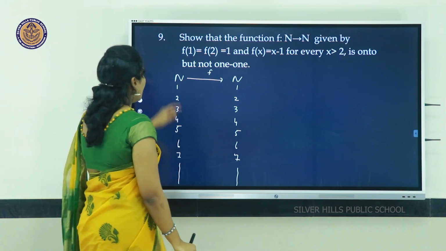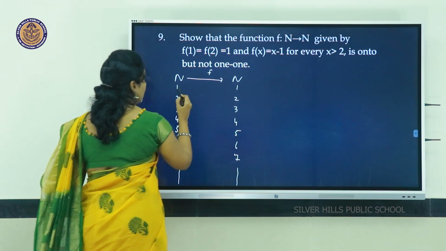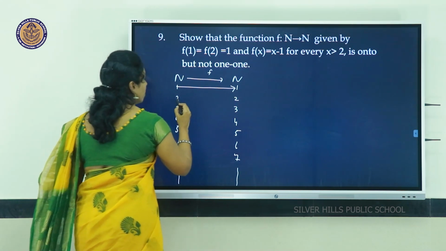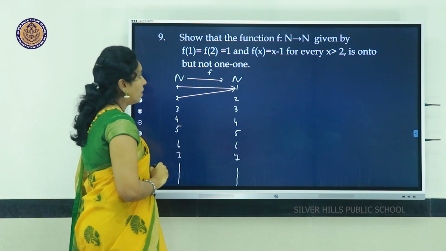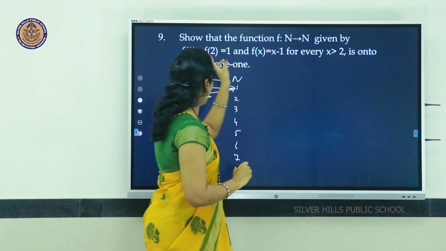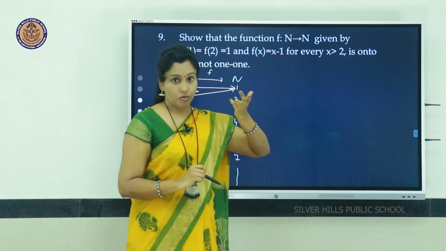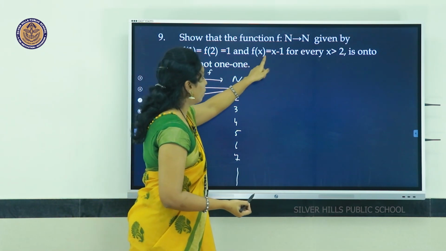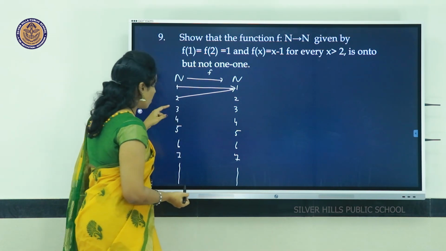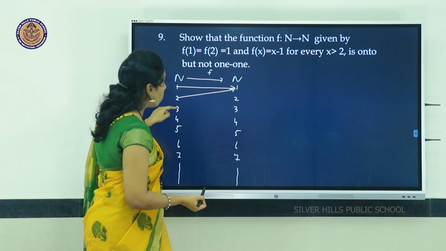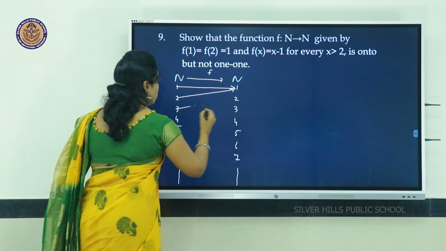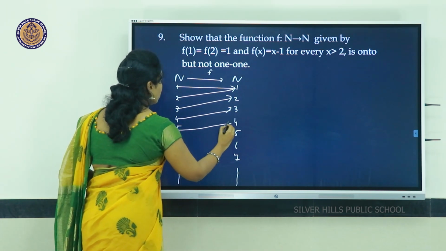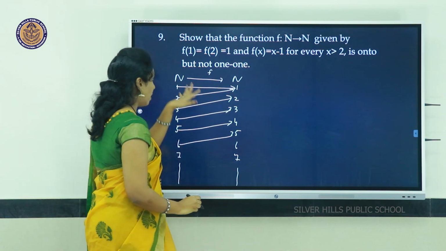Now, f of 1 is 1. What does that mean? 1 goes to 1. f of 2 is 1. 2 goes to 1. And for x greater than 2, for numbers greater than 2, that is from 3 onwards, it is a different thing. f of x is x minus 1. So, that means if I take 3, 3 goes to 3 minus 1, that is 2. 4 goes to 4 minus 1, 3. 5 goes to 4. 6 goes to 5, like that.